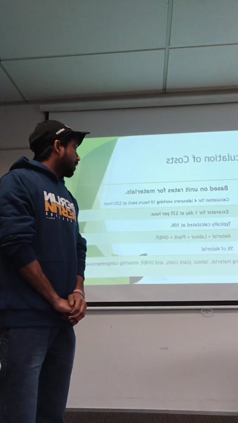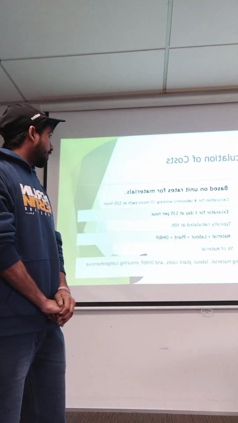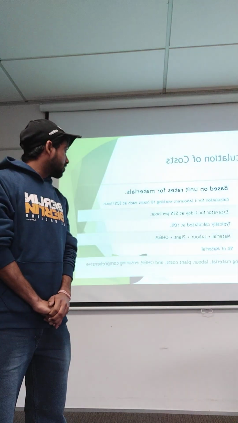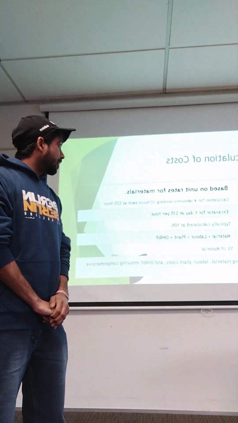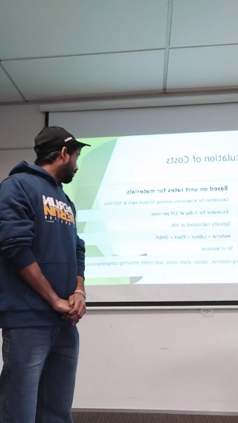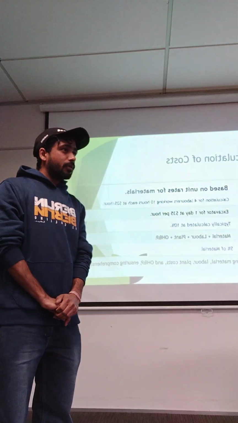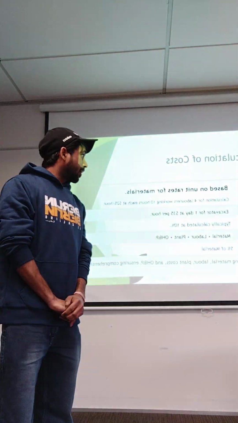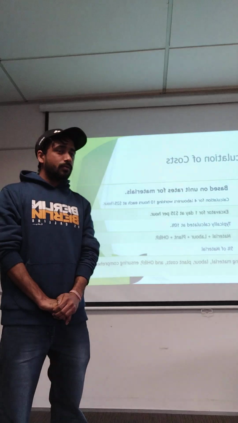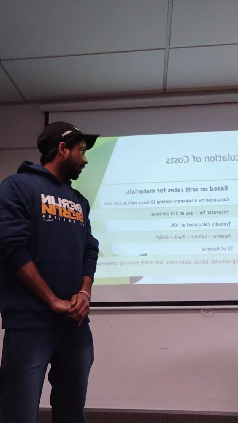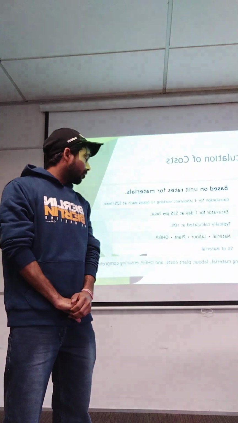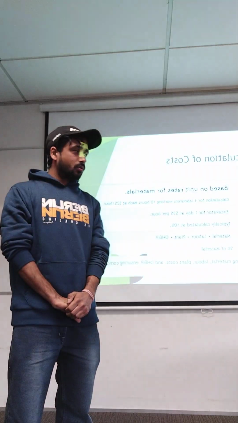Calculation of cost: material cost and labor cost. Material cost is based on the unit rates per material, and labor cost is calculated for 4 laborers working 10 working hours, each at a rate of 25 per hour. And plant cost is the excavator, 1 day at $35 per hour rate. And overhead and profit is typically calculated at 10% of our total cost.